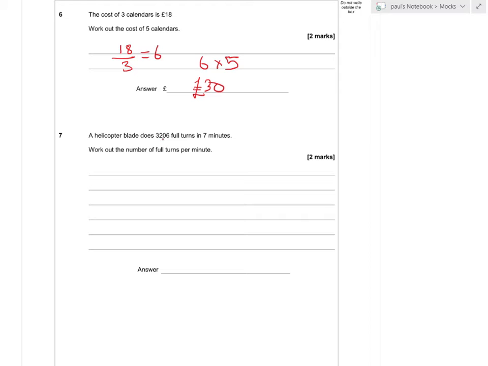A helicopter blade does 3206 full turns in 7 minutes. Work out the number of full turns per minute. So 3206 divided by 7. 4 sevens are 28 with 4 left over. 5 sevens are 35 with 5 left over. 8 sevens are 56. So 4, 5, 8. What number is this? 7.